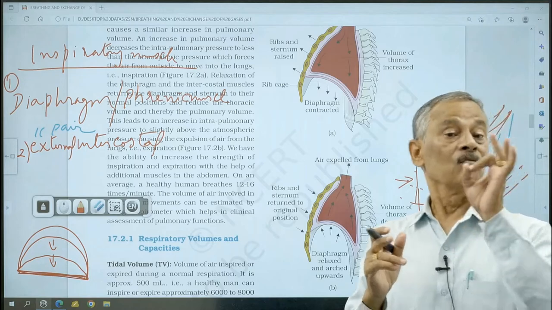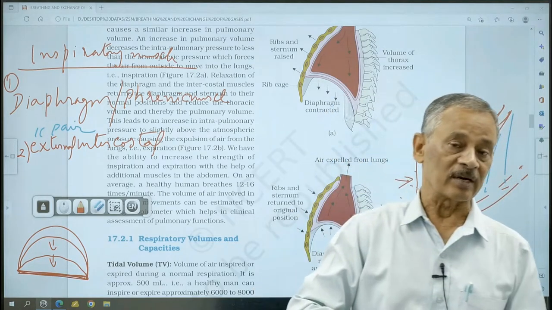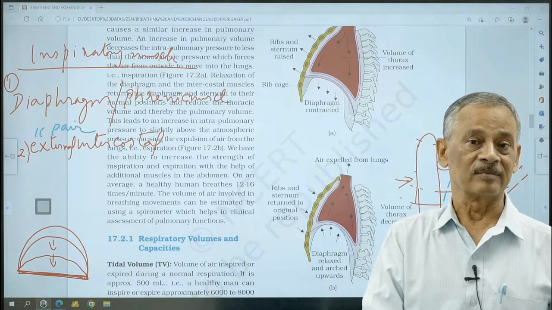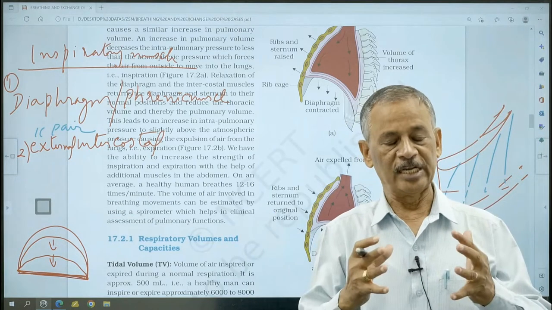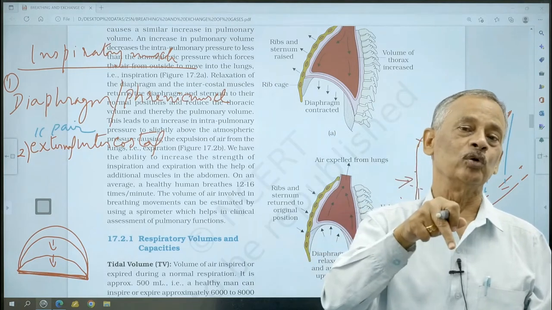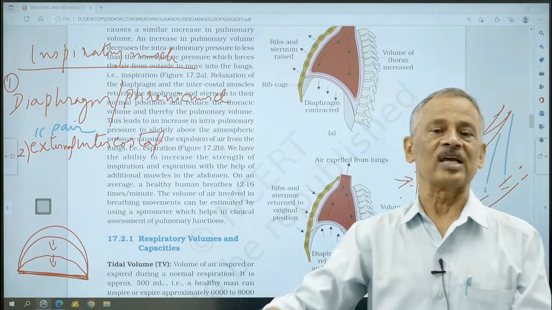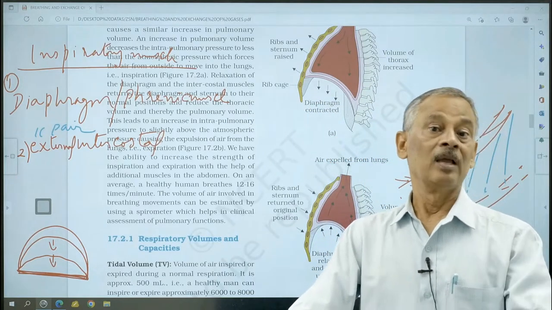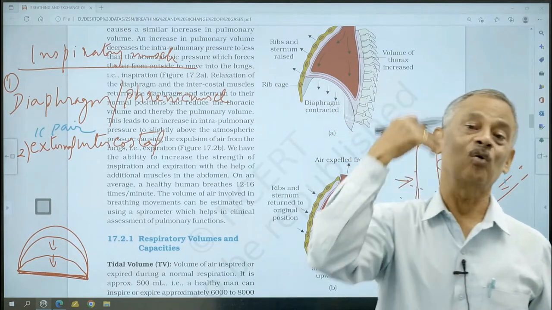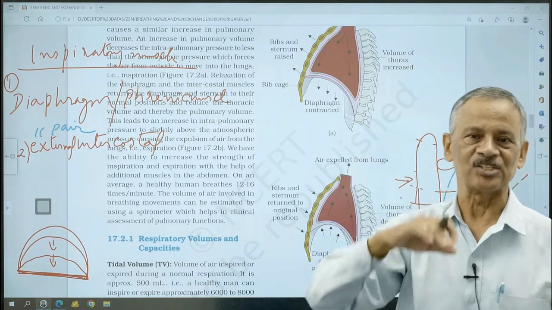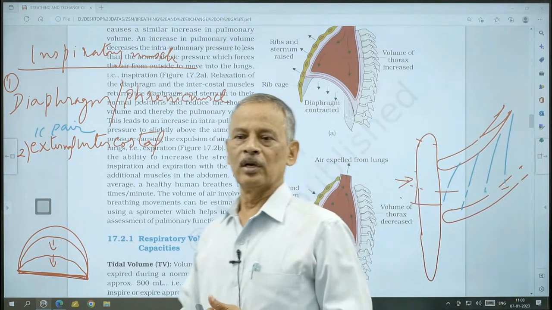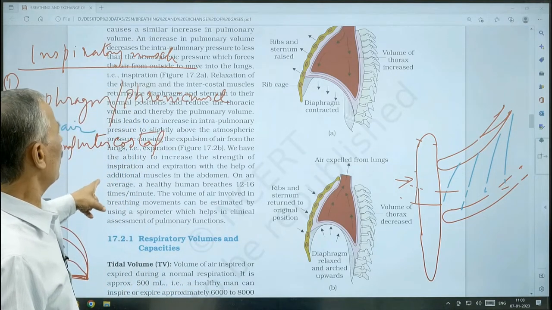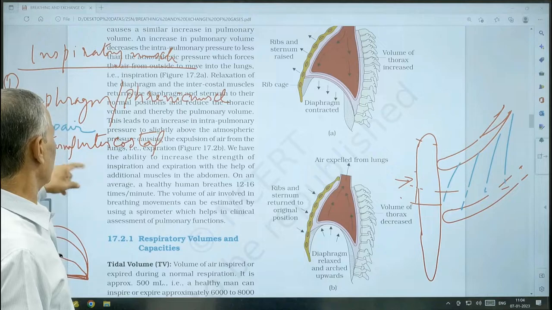Whenever volume is decreased, pressure in the lung is increasing. The thoracic volume decreased means it will have an inverse effect on the pressure inside the lung. Pressure inside the lung becomes higher, greater than the atmosphere. So air goes out. That is expiration. So both inspiration and expiration are occurring with the help of the diaphragm and external intercostal muscles.